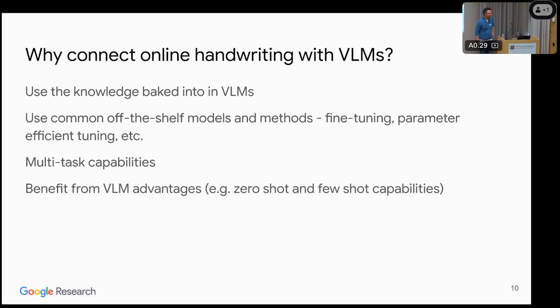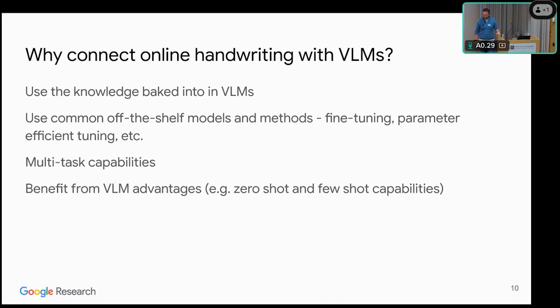So why connect online handwriting with VLMs? I touched on this a bit earlier. Basically, we want to use the knowledge baked into VLMs. And then the other thing is using common off-the-shelf models, methods, infrastructure, and hardware. There's so much momentum behind these models that taking advantage of all of that requires an infrastructure that we can plug together. All the research on fine-tuning, parameter-efficient tuning, all these things become available to us as well.